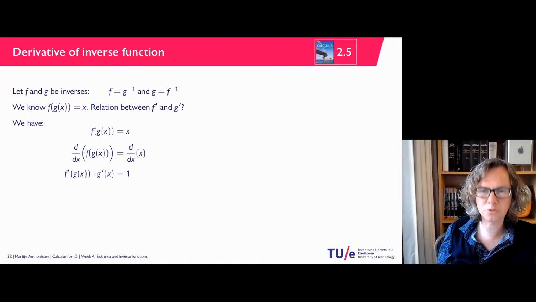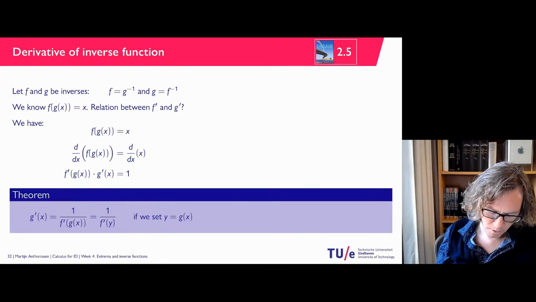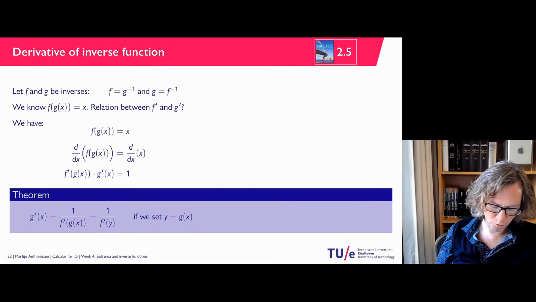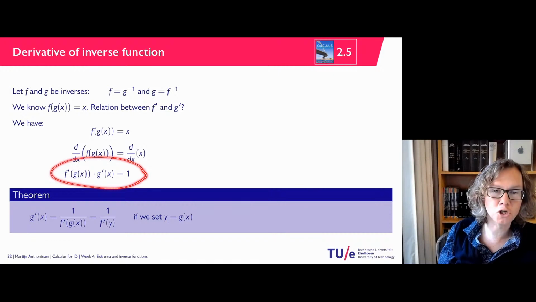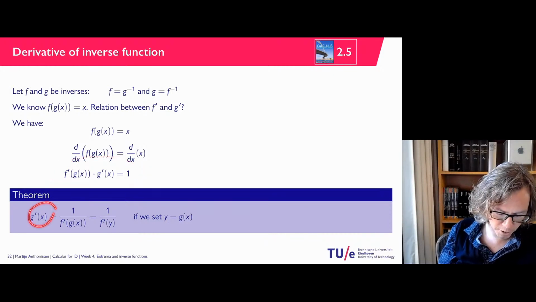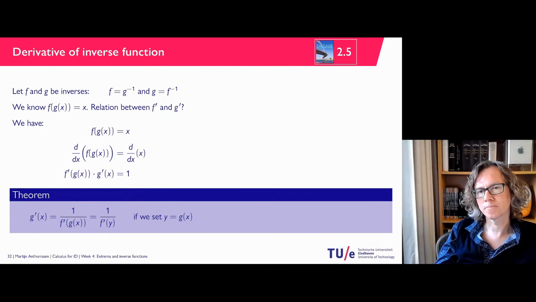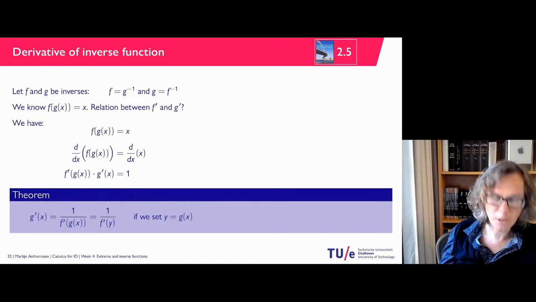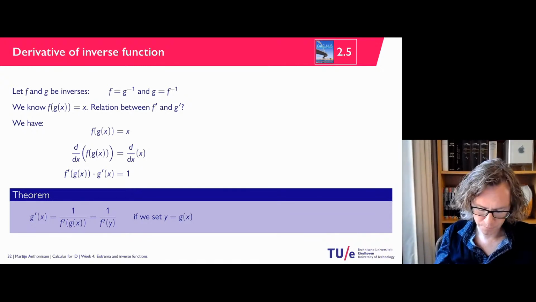So this is what I just did, handwritten and then typed. So what we have is this theorem. We solve this for g prime, and then we find g prime of x is 1 over f prime of g(x), which is 1 over f prime of y if we label y equals g(x). So they're at different points here. Let's look at an example, and that hopefully makes clear what's going on here.